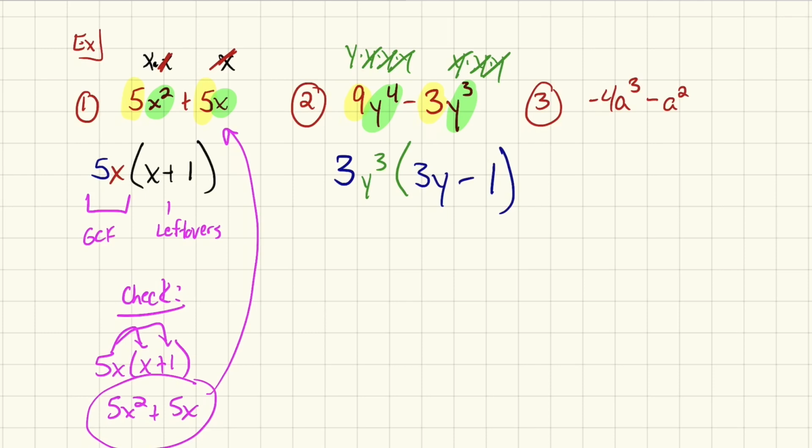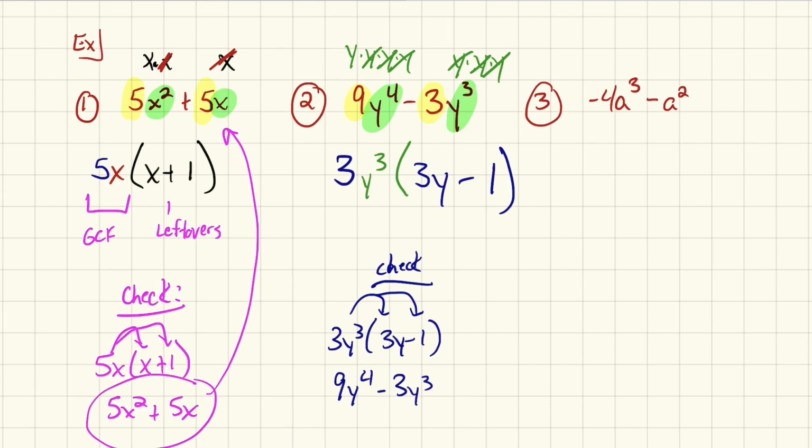So, again, if I need to check my work, I can check that. 3y to the 3rd times 3y minus 1. We do a little distributive property to check. 3 times 3 is 9. Y to the 3rd times y is y to the 4th. 3y to the 3rd times 1 is 3y to the 3rd. And if we look, this answer is exactly where we started.